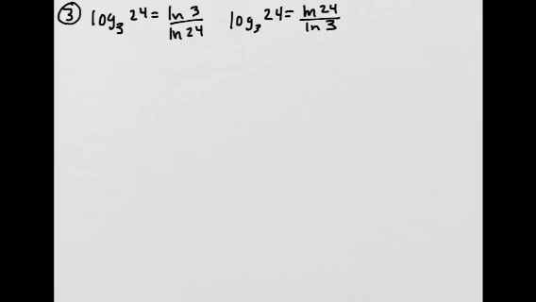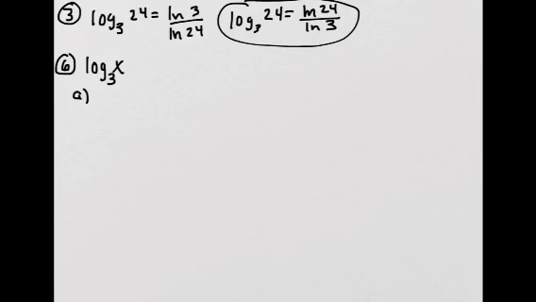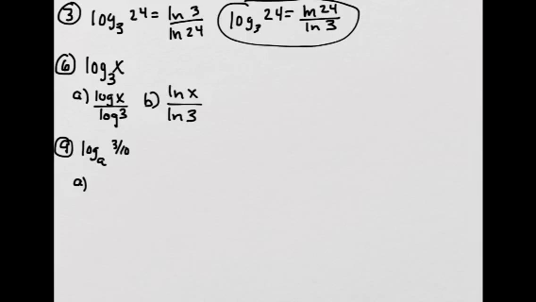For number 3, you have to choose which one is correct. And I copied it right. So that would be this one right here. Okay, so for A, you have to write it as a ratio of common logarithms. So that would be log x over log 3. For B, ratio of natural logarithms, natural log of x over natural log of 3.